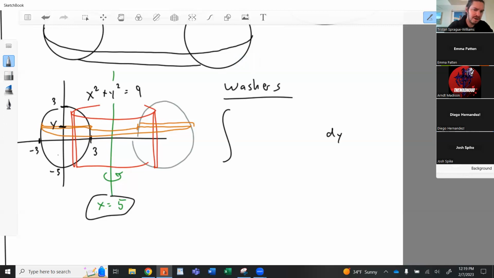Our limits of integration, therefore, need to be y values. This is a circle of radius 3, so we're going to go from -3 to 3. We might be able to cut this in half and just do part of it, but let's not worry about that for now, because there is symmetry. We could cut the donut in half this way, like a bagel.